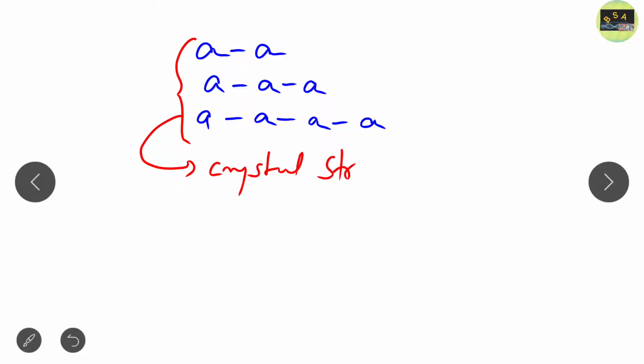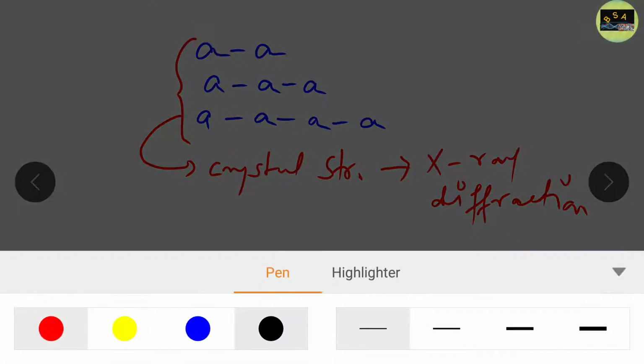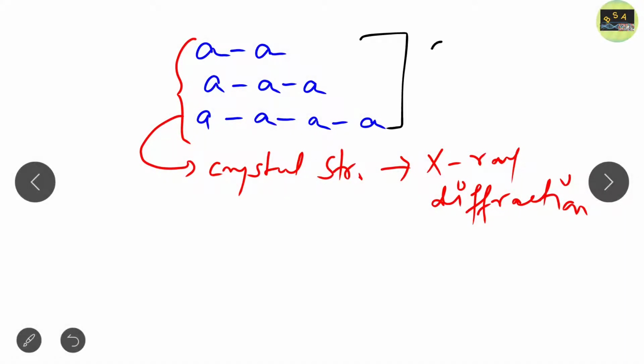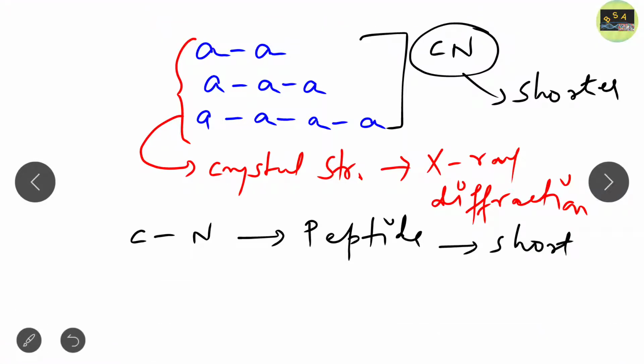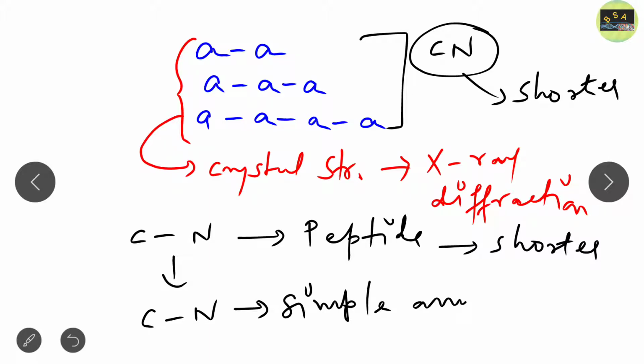crystal structures of these peptides through X-ray diffraction, they found that the CN bond present in the peptide is somewhat shorter as compared to the CN bond that is present in simple amines.